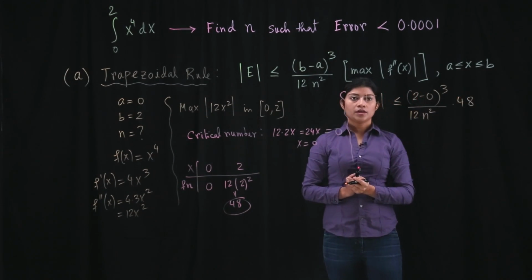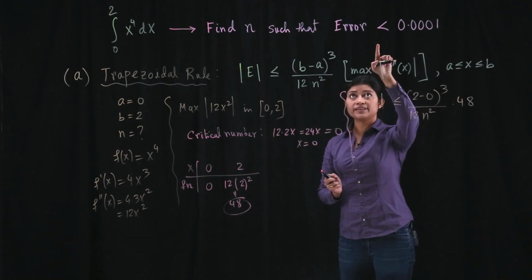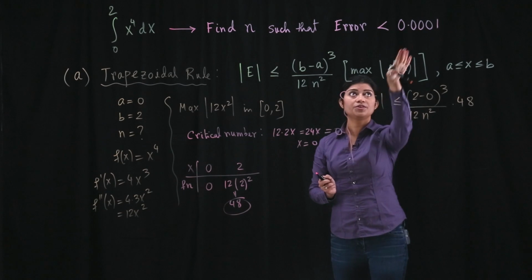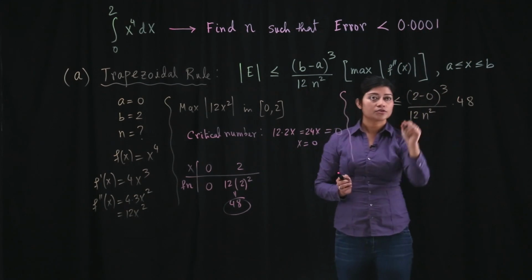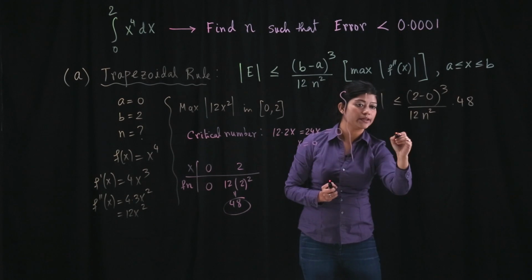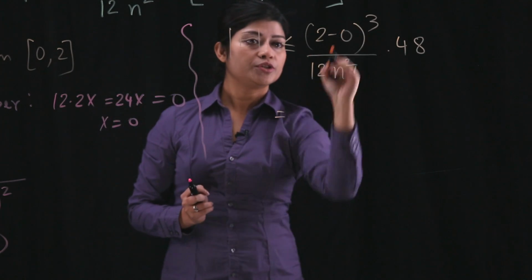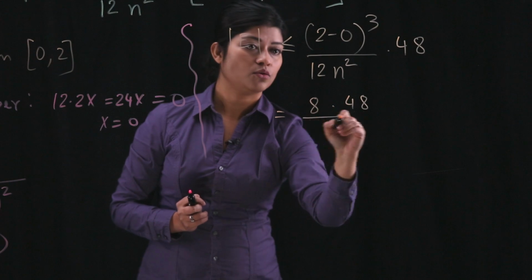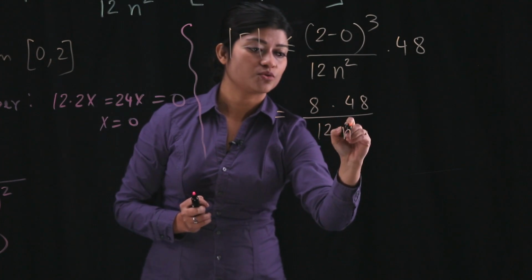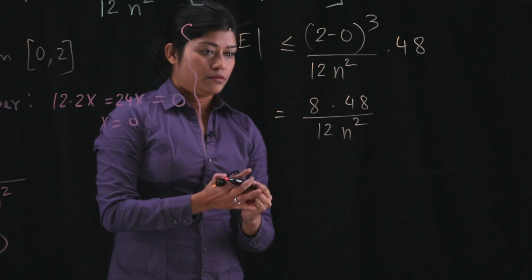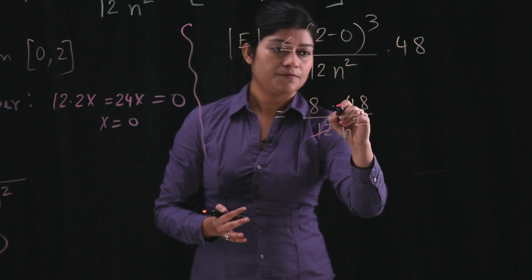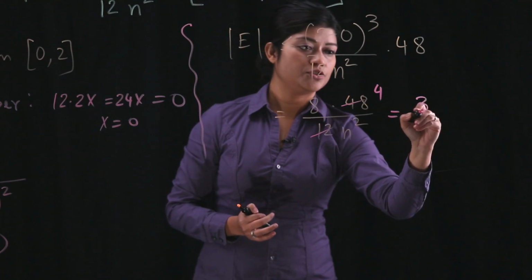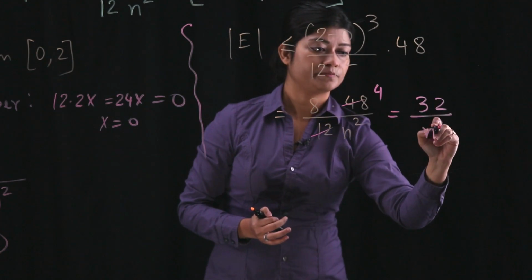Okay. Now remember, we are also given that the error is less than this quantity. Okay, so E can be replaced by this quantity later. So let's just simplify that quickly. So this is 2 cubed. So 8 times 48 over 12n squared. 12 and 48 will cancel. So this is 32 over n squared.